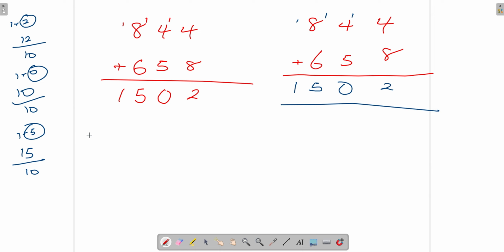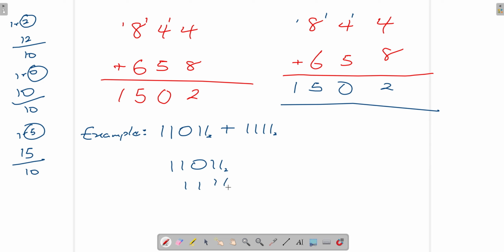Before we go, let's just take an example. We have to add 11011 plus 1111. Right? So what are we going to do there? We're going to write 11011. Now, remember, if I don't add base 2 there, anybody can assume it's base 10, because base 10 is the natural base of numbers. So remember to always add it. So 11011 base 2 plus 1111 base 2.